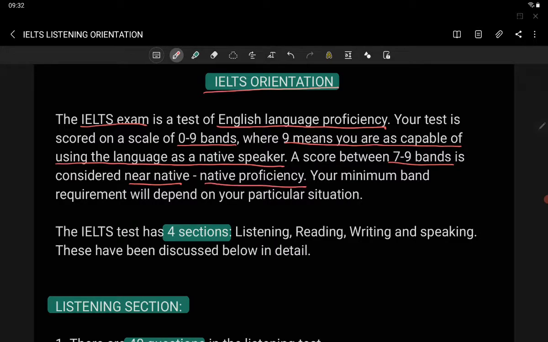A score between 7 to 9 bands is considered near native to native proficiency. So 7 to 9 bands is generally a very good score to get, and it also satisfies most needs of moving abroad. Your minimum band score will depend on your situation. So it depends on why you're going abroad. Your minimum band score will depend on what profession you have. For example, medical professionals generally need to have a higher band score as compared to other professionals. Also, if you are giving an academic exam, in certain institutions, certain universities require you to have a higher band score. So it will depend on your particular situation.